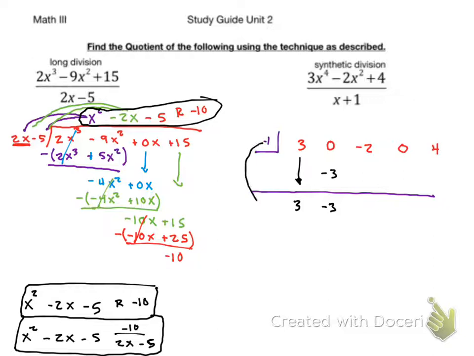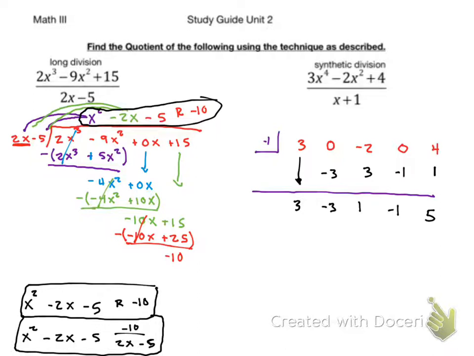And then we do the same thing. Come back, multiply this. -1 times -3 is +3. Combine these, add these together. That's 1. 1 times -1 is -1. 0 plus -1 is -1. And then -1 times -1 is a +1, so 5.